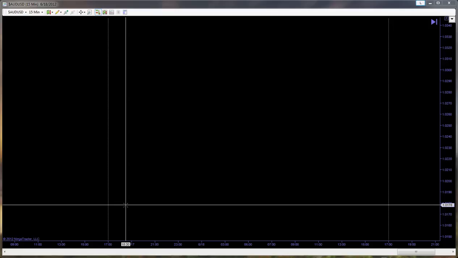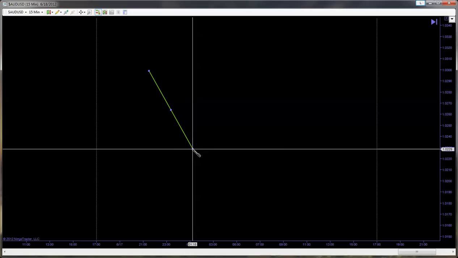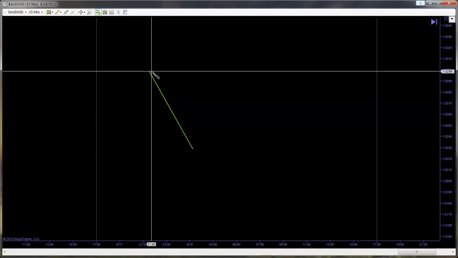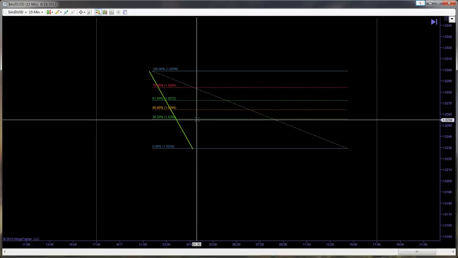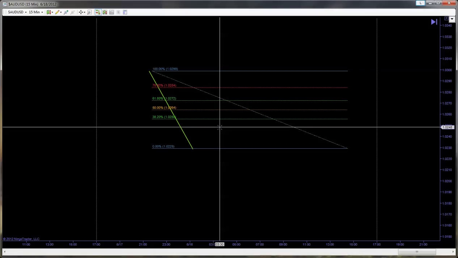So let's draw here a suggested swing. This is a swing, make pretend, and we're going to draw a fib here, and this is, for all intents and purposes, a swing. These are possible correction points that this swing could potentially have.